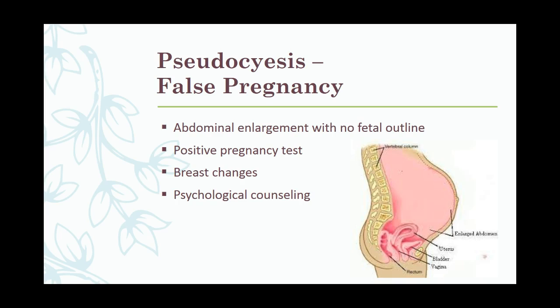Pseudocyesis, that is the term for a false pregnancy. And yes, this really does happen. I have actually had a patient with pseudocyesis. It's really strange. But what happens with these people is they have all of the signs and symptoms of pregnancy. They get abdominal enlargement, but they have no fetal outline, so on an ultrasound, there's nothing there. They have positive pregnancy tests, believe it or not. Their breasts change just as if they were pregnant.